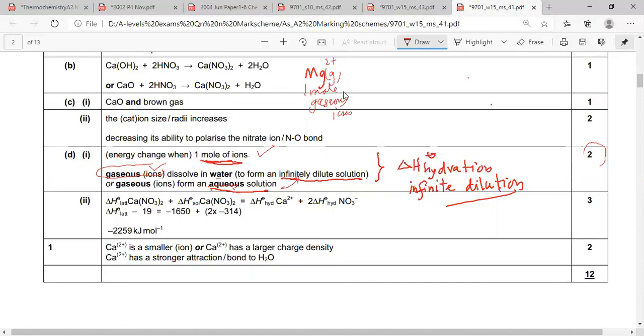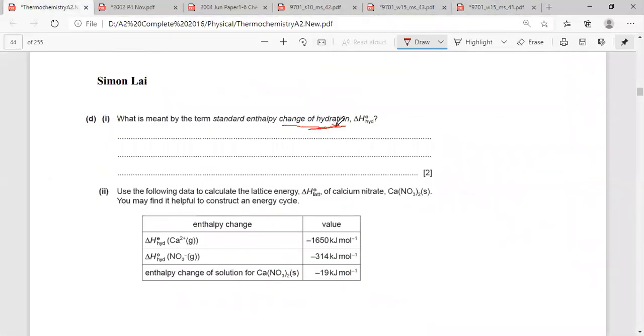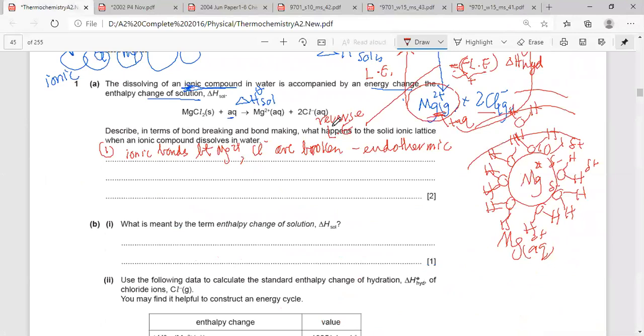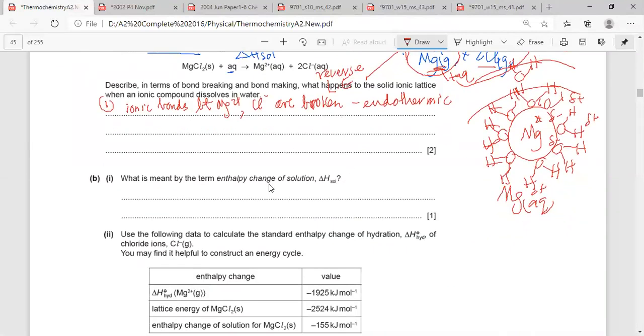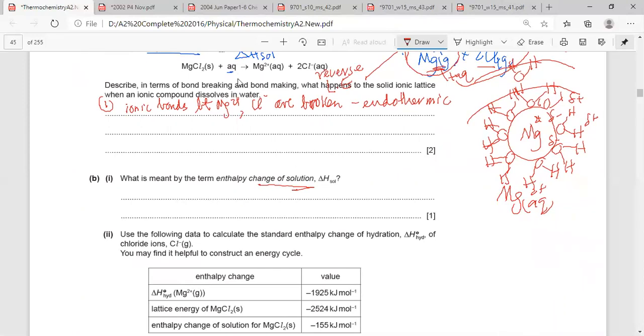Dissolve plus aq to form what? To form Mg2+ aqueous. This means your infinite dilution already. This means aqueous solution. When 1 mole of ions. Now, what's the difference between this and your heat of solution? So this is heat of hydration. Now heat of solution here. I ask you, what is meant by the heat of solution? So now let's go back to here first.